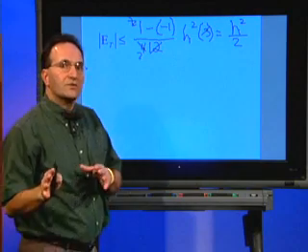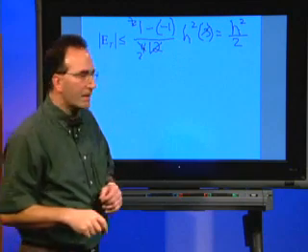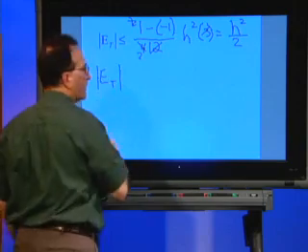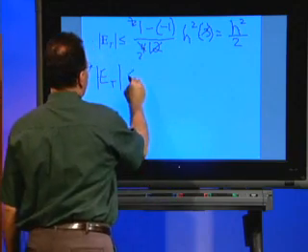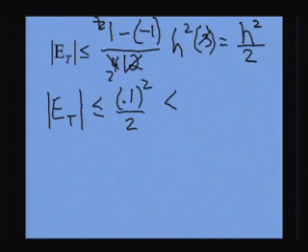And then what we were asked to do is actually evaluate that when H is equal to 1/10. So we would have E sub t, absolute value, is going to be less than or equal to 0.1 squared over 2. And all that they were really interested in was showing that that was going to be less than 1/10. And of course, 1/10 squared divided by 2 is going to be less than 1/10.